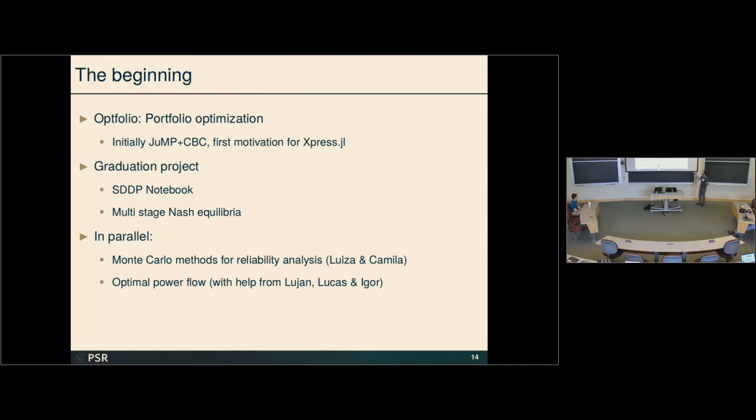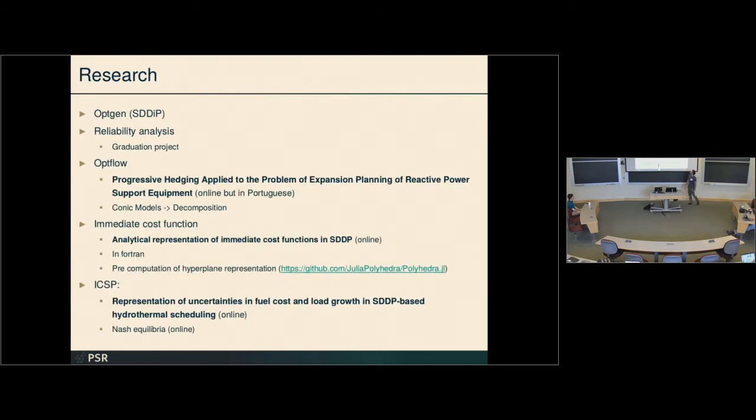In parallel, other people in PSR were also working in Julia. We also have people working on Monte Carlo methods for reliability analysis. We started with Python, but Python was too slow for Monte Carlo, so Julia was the best option. Then we did some stuff with optimal power flow with the help of Maria Lujan, Lucas, and Igor. I will talk about that later.